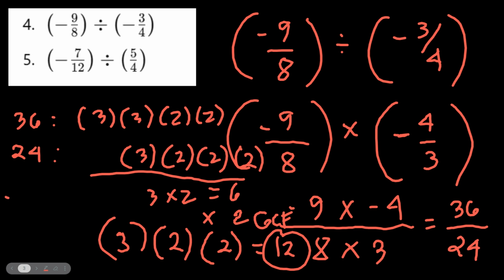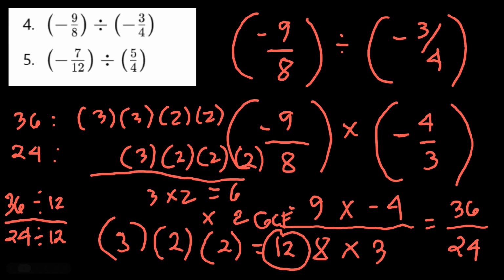So we can now divide 36 over 24. We're going to divide both the numerator and denominator by 12. 36 divided by 12 gives us 3, and 24 divided by 12 gives us 2. So our final answer would be 3 halves. Easy, right? It's easy.